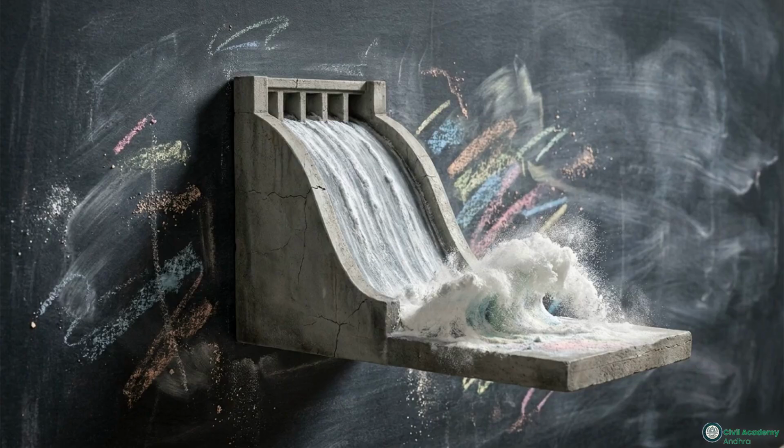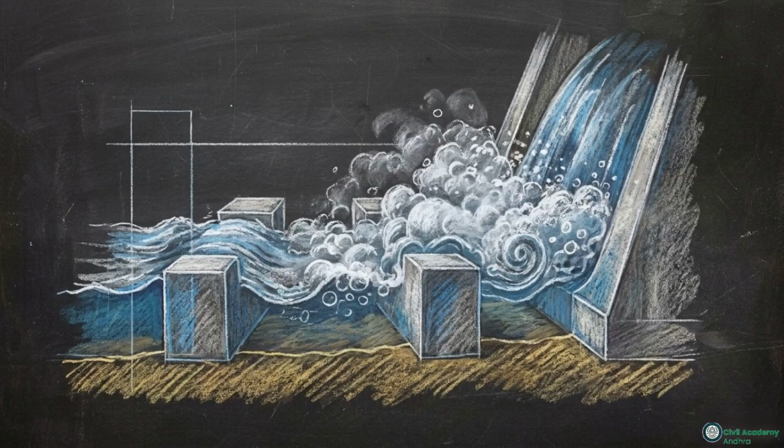Engineers deliberately force these turbulent hydraulic jumps. When water leaves a dam spillway with massive kinetic energy, forcing a jump dissipates that energy before it can scour the riverbed and destroy downstream infrastructure.